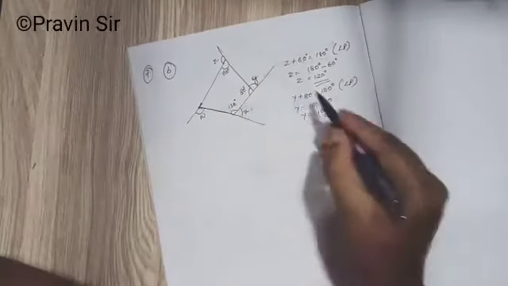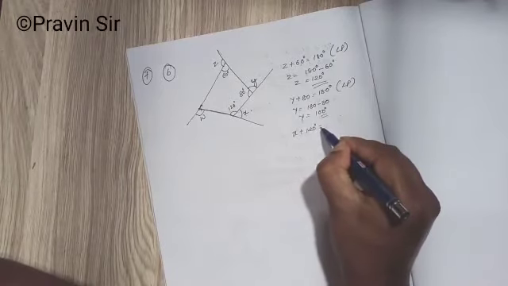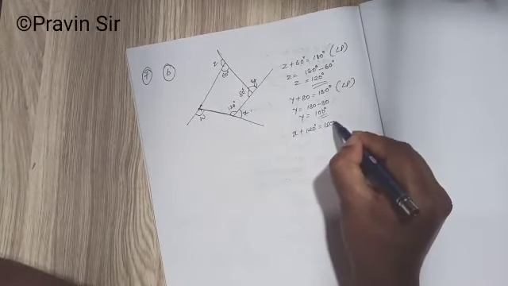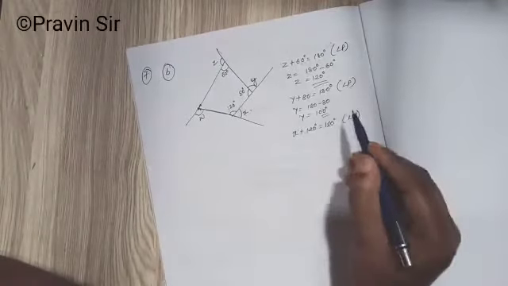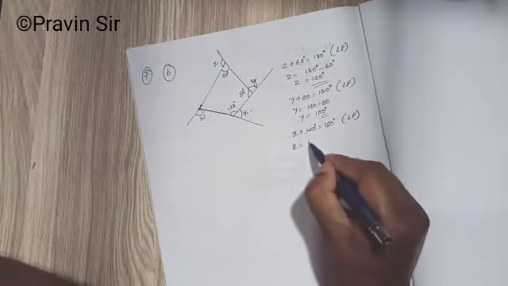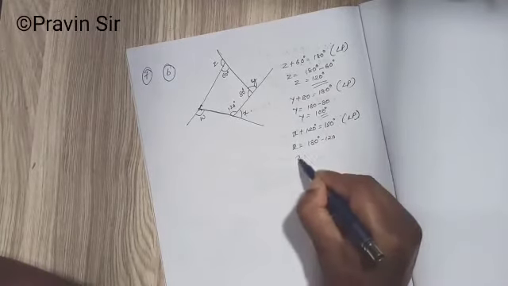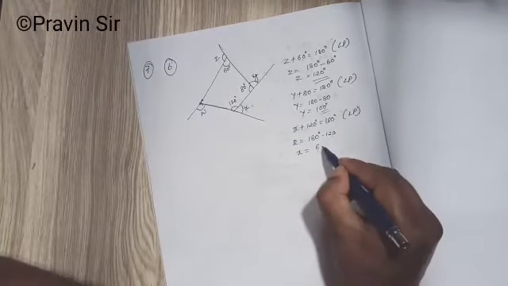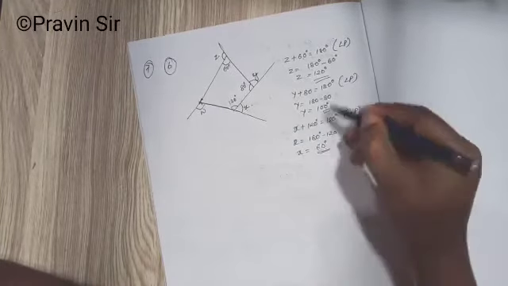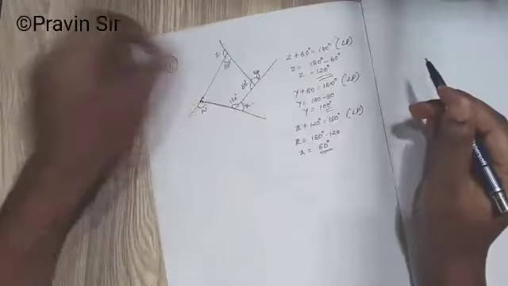Now x plus 120 degrees is equal to 180 degrees. What is the reason? Linear pair. So how much will x be? 180 degrees minus 120 degrees, so x is equal to 60 degrees, correct? So x we got, y we got, z we got. Now one more is left, that is w.